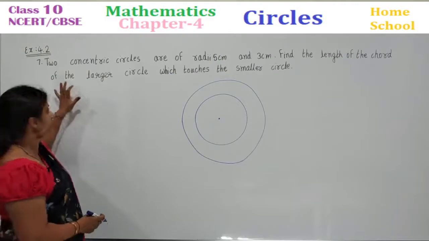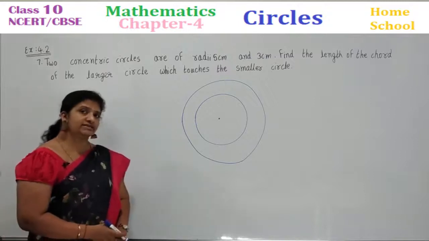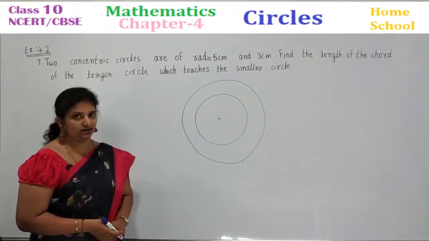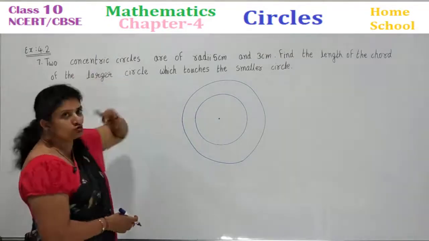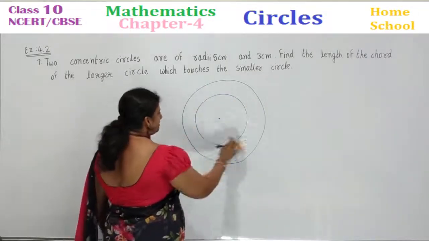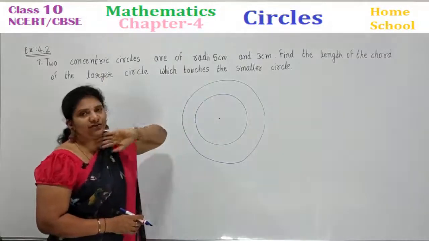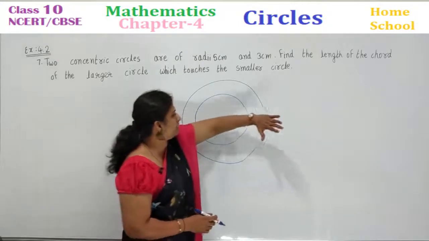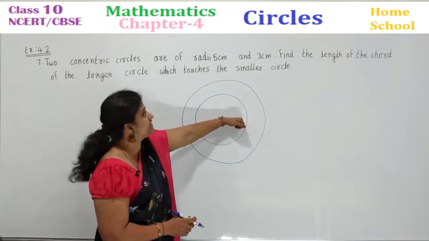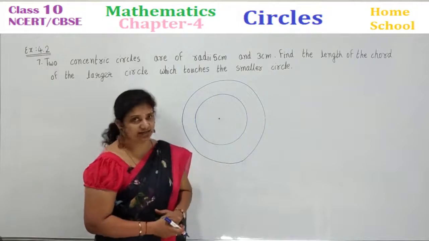See the seventh problem. Two concentric circles. Children, do you remember what concentric circles are? Concentric circles: same center, different circles. Concentric circles, 2. How many? 2. So I have drawn 2 circles, one and the other with the same center, of radii 5 centimeters and 3 centimeters. So observe from here. What is this circle's radius? 5. And this radius is how much? 3 centimeters. Small circle radius is 3 and big circle radius is 5 centimeters.